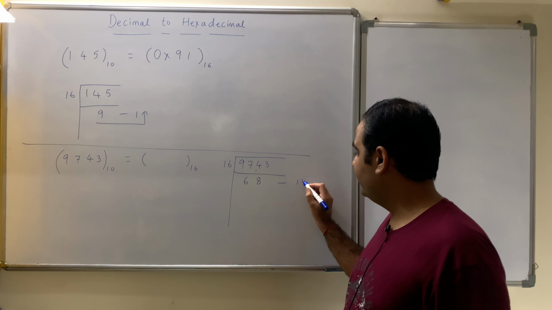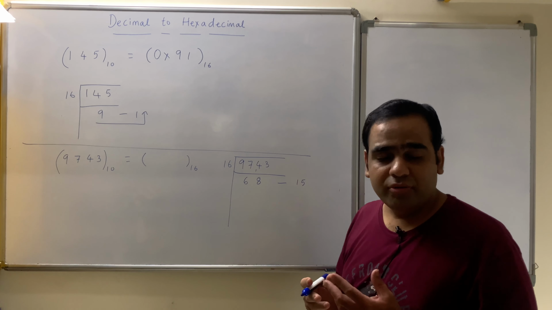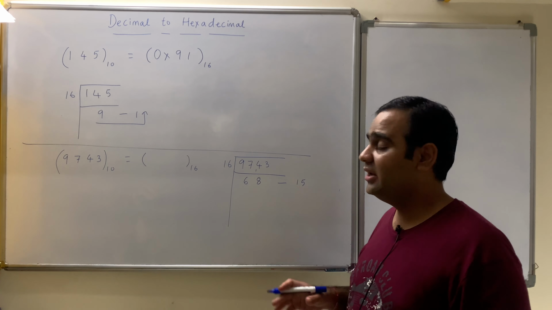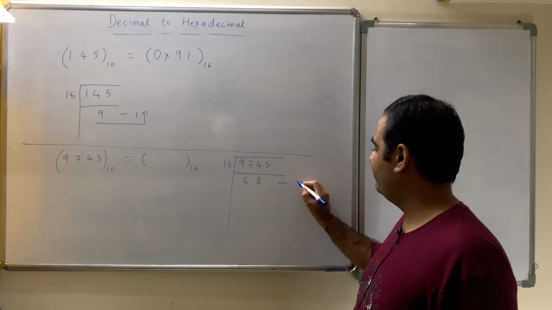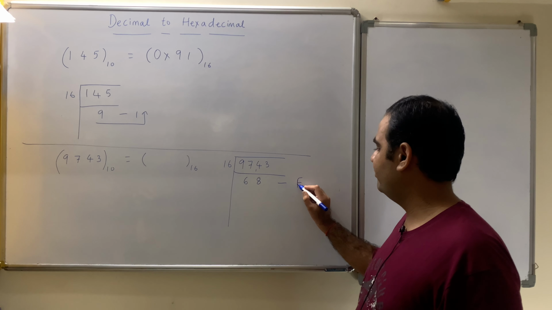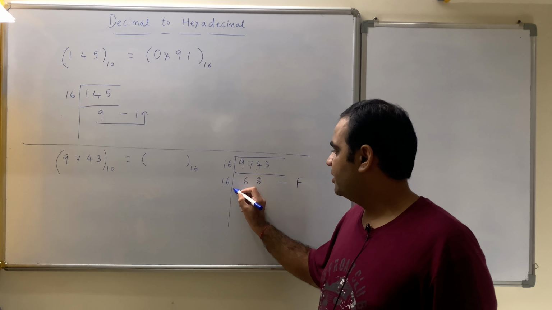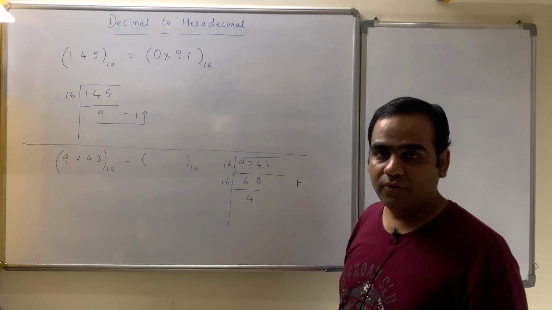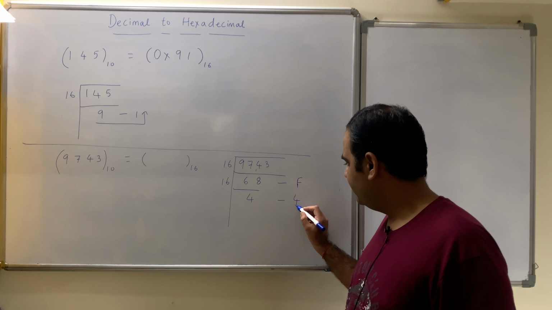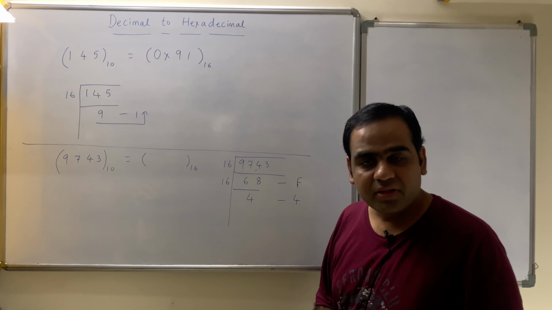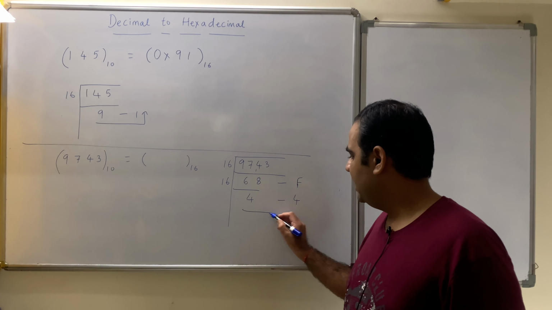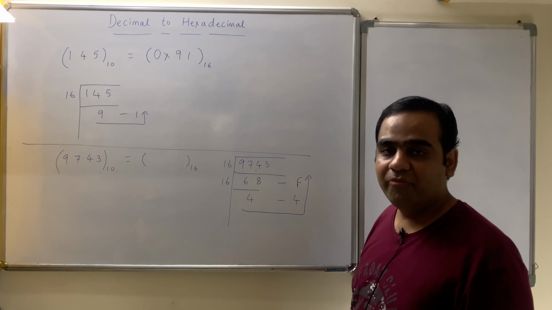Therefore we write 15, but we cannot use 15 as it is. 15 in hexadecimal is nothing but F. Therefore we write F. This F is 15. Now it is 68. 16 4 ja 64 and 4 is the remainder. We got the quotient less than 16. We stop here and we write in bottom to top way.